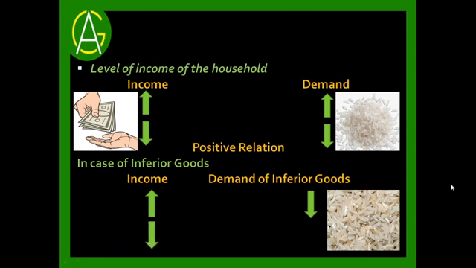And when the income decreases, he will be forced to cut down the consumption of good quality goods, and he will start consuming these inferior quality goods. And when he starts consuming inferior quality goods, the demand for it will increase. So in case of normal goods, income and demand will have a positive relation, but in case of inferior goods, income and demand will have an inverse relation.